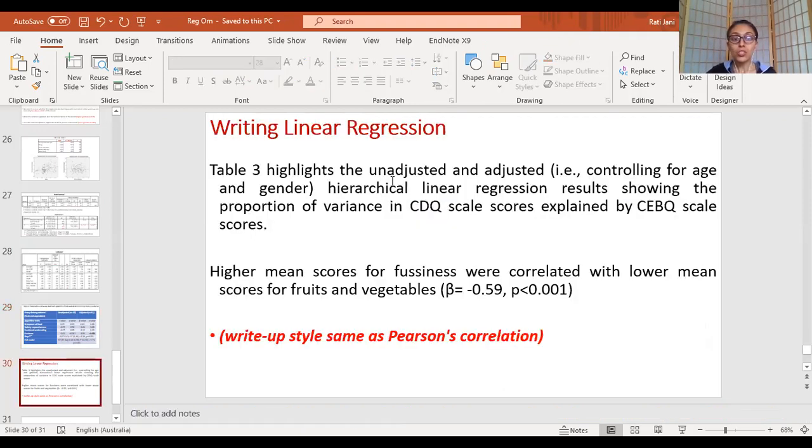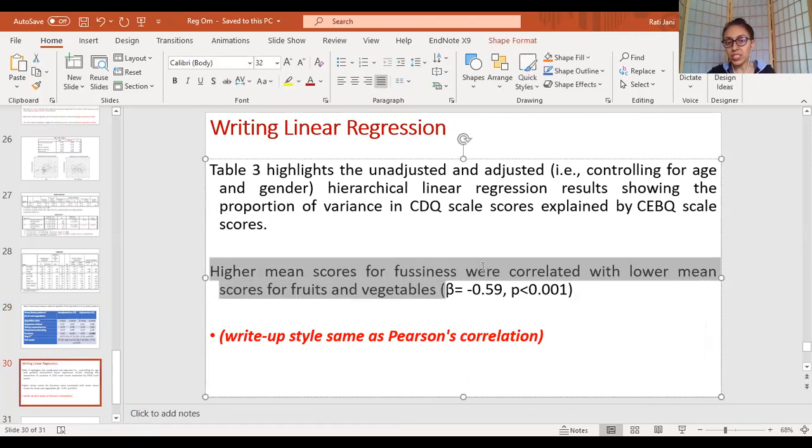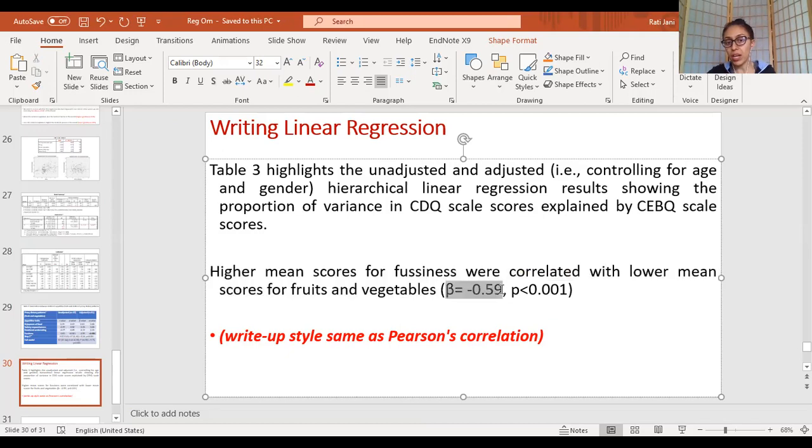Okay. So now how do you write linear regression? The writing style, students, is very similar to writing Pearson's correlation. For instance, higher mean scores for fussiness were correlated with lower mean scores for fruit and vegetable intake. Why have I said mean scores? Because they were continuous variables and we had calculated mean scores for fussiness. So if you say higher, lower, this shows the sign, your beta value and your p value. So the writing is very, very simple. It is not at all rocket science.